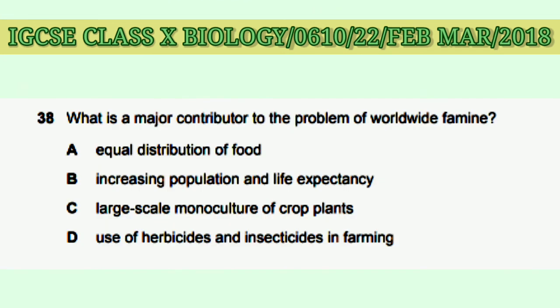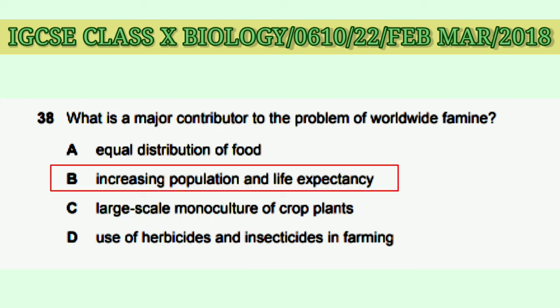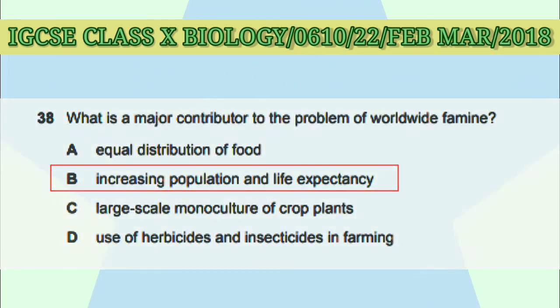Question 38. What is a major contributor to the problem of worldwide famine? Let us read options. A. Equal distribution of food that will not cause famine. B. Increasing population and life expectancy. Yes, it can be one of the causes. C. Large scale monoculture of crop plants. That cannot be the cause. D. Use of herbicides and insecticides in farming will not cause famine. Correct answer here is B. Increasing population and life expectancy.